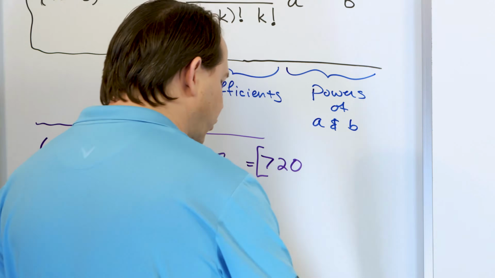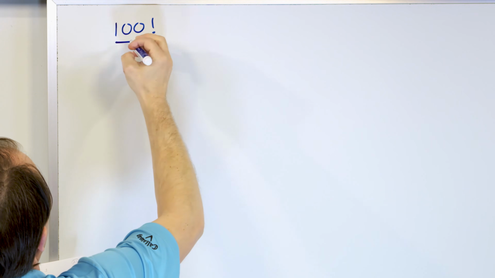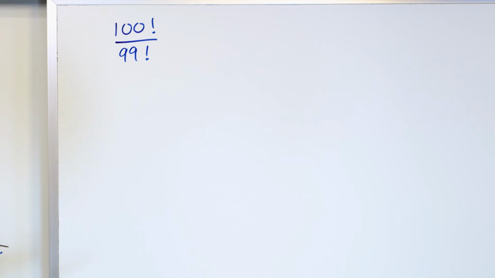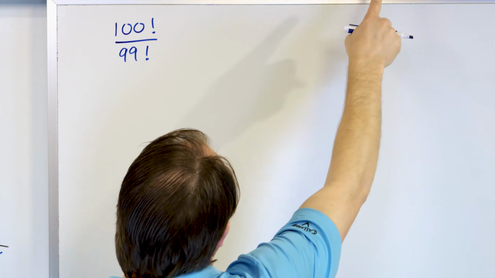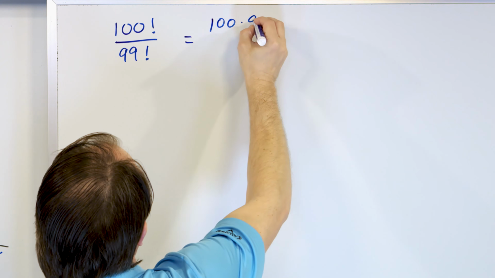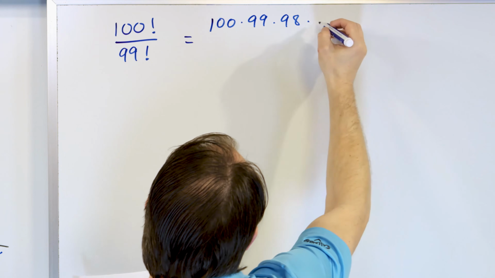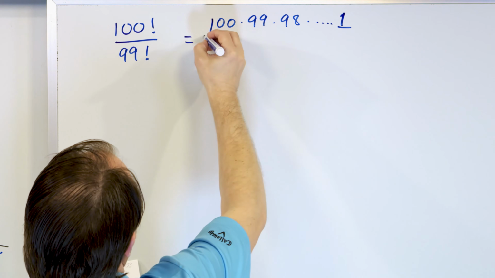So let me give you a little bit more of a real example. What if I give you 100 factorial over 99 factorial? Now, the brute force way to do it would be 100 times 99 times 98 times 97 times 96 times 95, all the way down to 1. It would be something like this: 100 times 99 times 98 times 97, 6, 5, 4, 3, all the way down. So I'm going to just put dots here, times 1. All of that's going to be in the numerator.